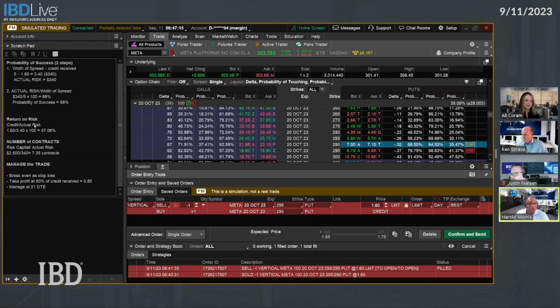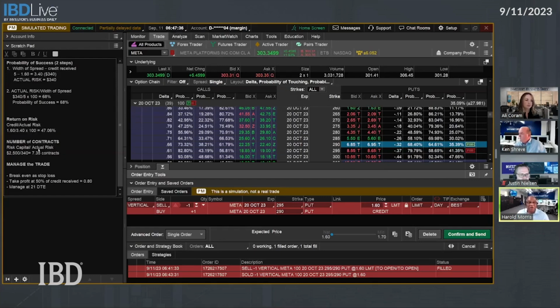So our return on risk, to determine that, we take the credit received, which is $1.60, divided by our actual risk, which is $3.40, multiplied by 100, and that gives us a 47.06% return on the amount of monies we're risking, which is not bad for a 39-day period.